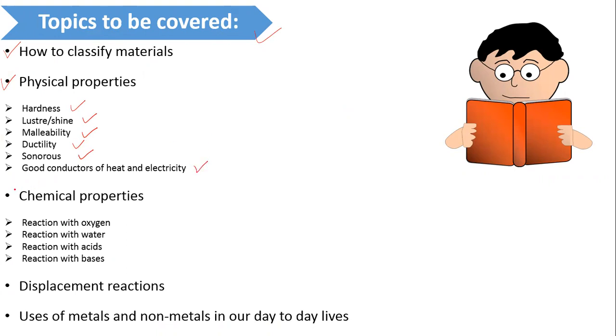And then we are going to discuss the chemical properties of both metals and non-metals, in which we will be seeing the reactions with oxygen, water, acids and bases. Then a very important topic we will be covering in this chapter is displacement reactions, and the last topic will be uses of metals and non-metals in our day-to-day lives. So let's proceed.